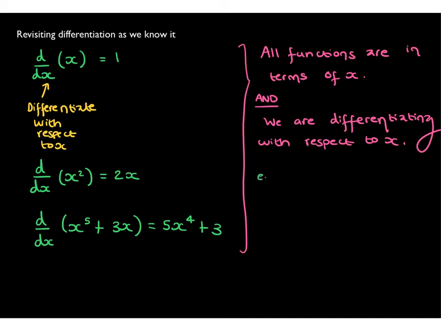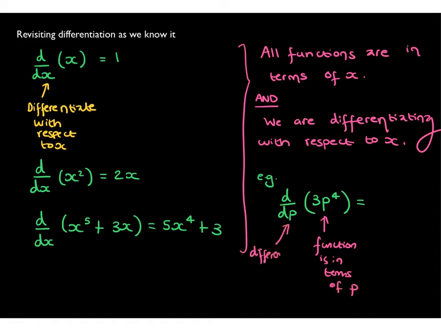We could, for instance, have d by dp of 3p to the power 4. Now, have a look at this. The function is in terms of p, some variable p, and we are differentiating with respect to p. So this is differentiation as we know it, when the variable being differentiated matches what we are differentiating with respect to. So the answer to this would simply be 12p cubed, and the whole thing is possible, as we keep saying, because the function is in terms of one variable and we are differentiating with respect to the same variable. So this is, to our knowledge, how we have conducted differentiation so far.